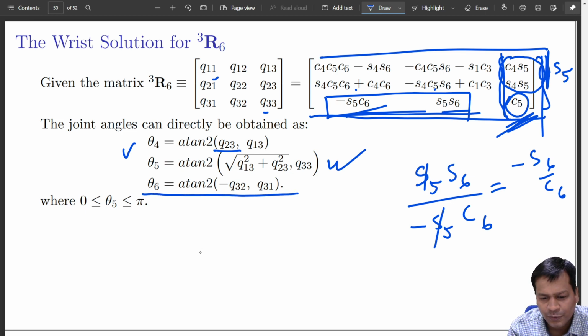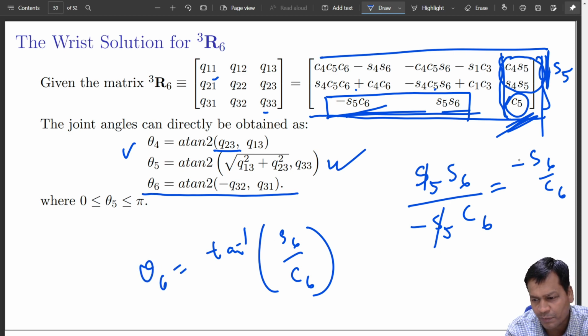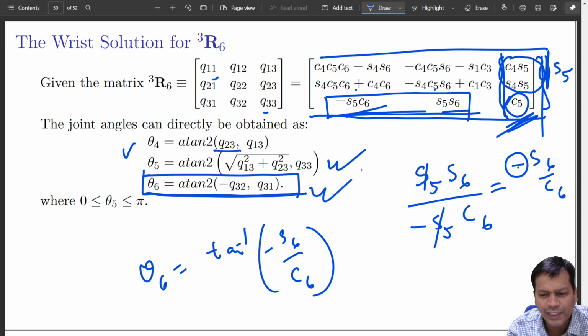So that is what theta 6 is. It is tan inverse of S6 by C6, equal to theta 6. You have to take minus because it is minus here. So that is what is done here. Theta 6 can be obtained using these two terms. So theta 4, theta 5 and theta 6 can be obtained.